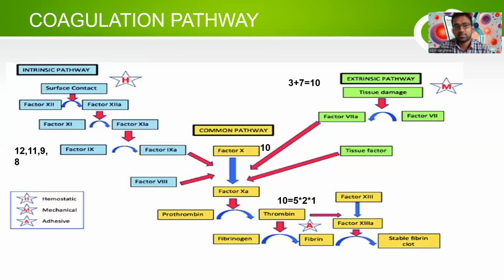In the intrinsic pathway, the pathway starts from 12, excluding factor 10: factor 12, factor 11, factor 9, and factor 8. And in the common pathway, there is factor 10 followed by factor 5, which helps the conversion of prothrombin to thrombin with calcium ions. And you have prothrombin and fibrinogen. So it is factor 5 into factor 2, which is prothrombin, and factor 1, which is fibrinogen. So 5 into 2 into 1 is 10. This is the easy way to remember the entire coagulation cascade.